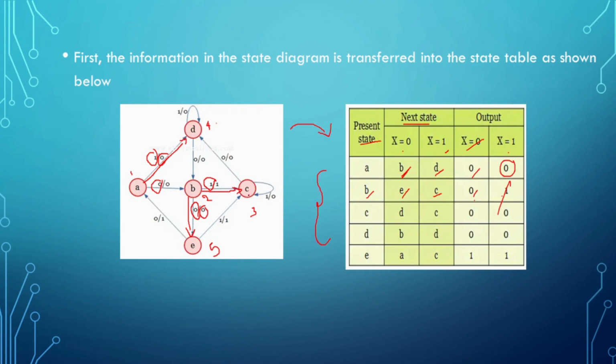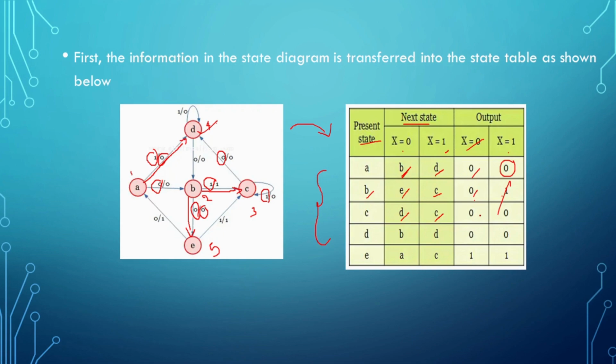When input is given as 0 for C, what will be the next state? The next state is D. So write it here D. Afterwards, when input is given as 1, what will be the next state of C? See here, the arrow mark mentioned is C itself. So you need to write down C here.